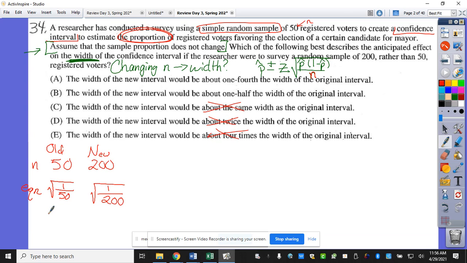The square root of 1 over 50 gives us what? And what is the square root of 1 over 200? So is that half or is that a fourth?